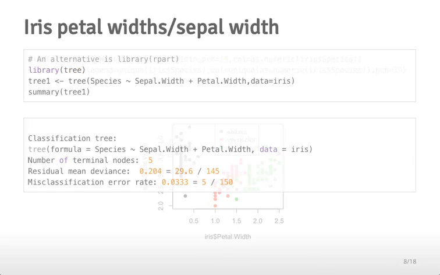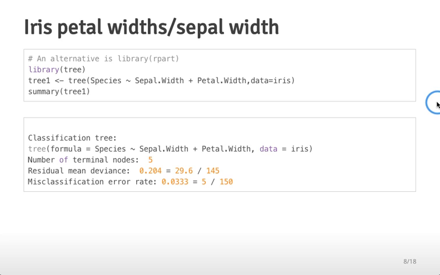So what we can do is build a tree model using the tree function in R. We load the tree library, and then we pass to tree a formula very similar to what we would have passed to an lm or glm object. On the left-hand side of the tilde is the outcome variable, in this case species. On the right-hand side are the variables we're using to predict, in this case sepal width and petal width. Then we have to tell tree which data set to draw those variables from, in this case the iris data set.